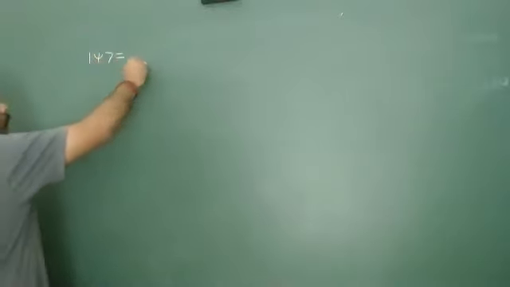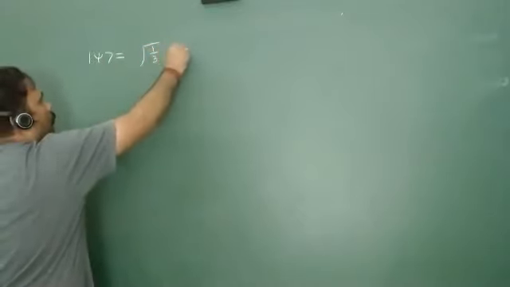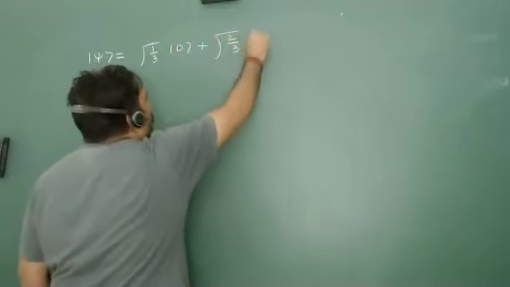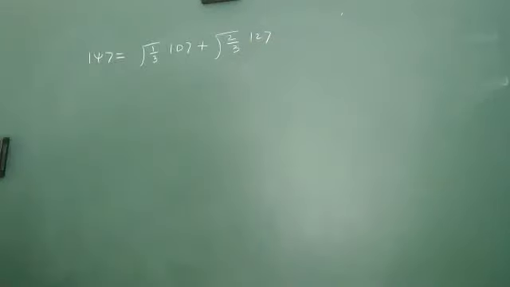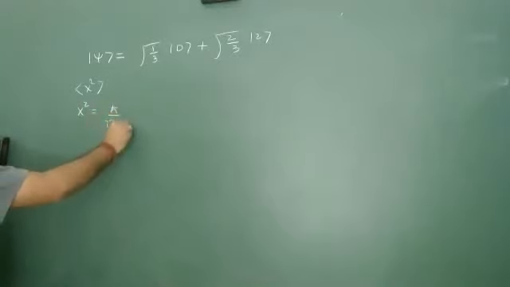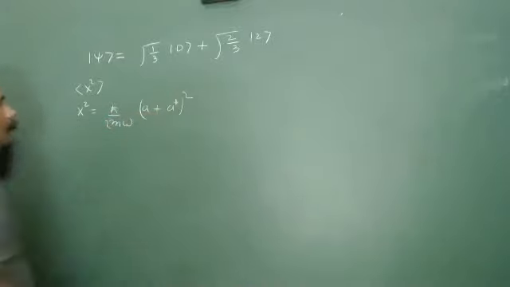Psi is equal to 1 upon root 3 |0> plus root 2 by 3 |2>. Find the expectation value of x square. This is the last exercise. So what is x square? You have to calculate x square as h cut upon 2m omega (a plus a dagger) whole square.